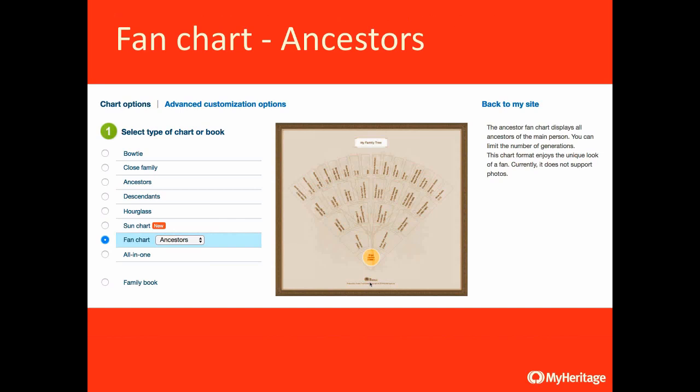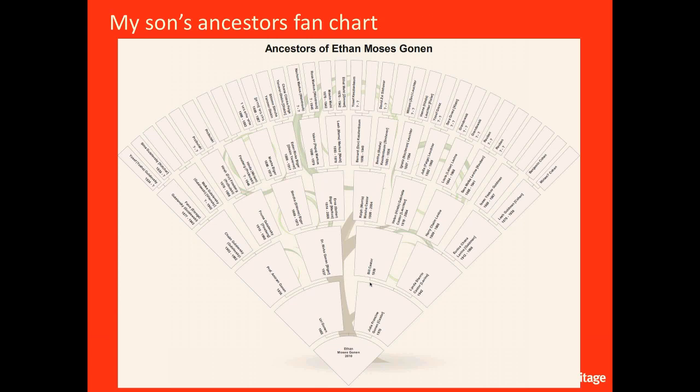So a fan chart, again, there is an ancestor fan chart where you see yourself or whoever you choose in the middle, and a fan spanning from that person to the left is your father, to the right is your mother, and so on with grandparents and great-grandparents. So here again, I'm selecting my son in this case, and this is similar to what we saw before in the ancestor chart. Here it's an ancestor fan chart with the same information. You see, it doesn't have photos.